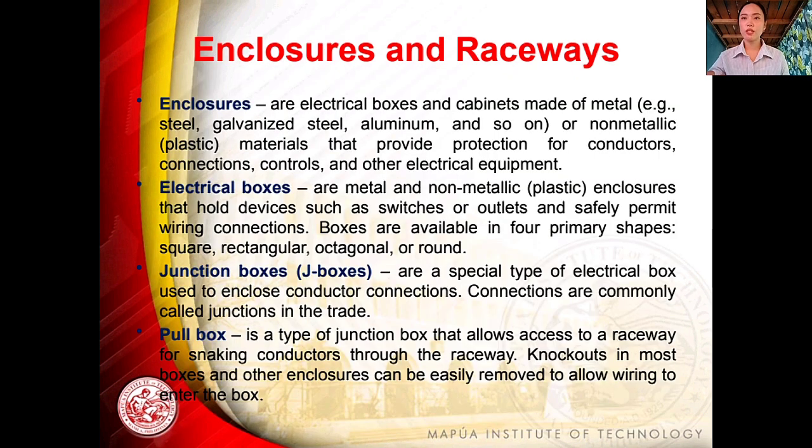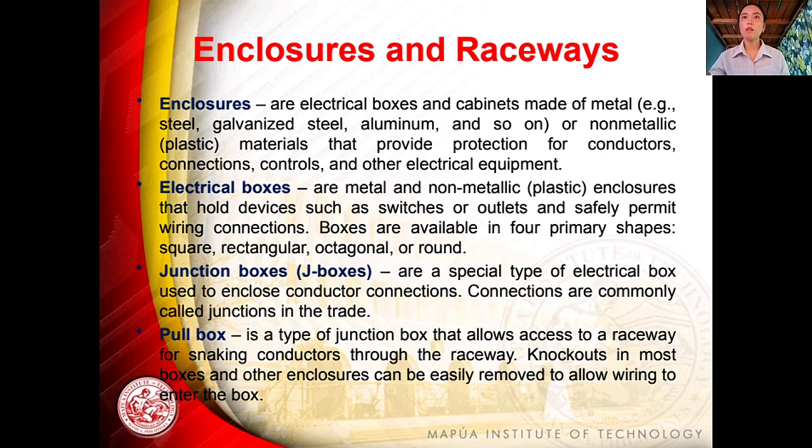Next is enclosures and raceways. Enclosures are electrical boxes and cabinets made of metal, either steel, galvanized steel, aluminum, and so on, or non-metallic or plastic materials that provide protection for conductors, connections, controls, and other electrical equipment. Electrical boxes are metal and non-metallic or plastic enclosures that hold devices such as switches or outlets and safely permit wiring connections. Boxes are available in four primary shapes: square, rectangular, octagonal, or round.